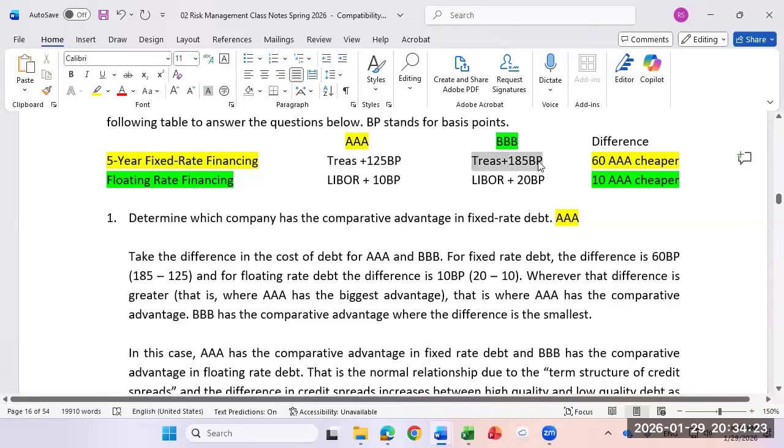BBB would be paying Treasuries plus 185 basis points. Okay, why? Because they're lower rated. Actually, this is a pretty wide spread for AAA. I'll probably have something more realistic on the exam. Usually AAA, it's like 30 basis points.